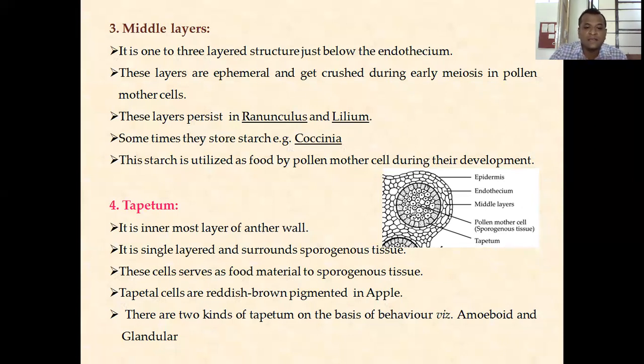Then our last layer, that is tapetum. Here in this figure you can see these are tapetal layers. It is the innermost layer of anther wall. It is single layered and surrounds sporogenous tissue. These cells serve as food material to sporogenous tissue. The tapetal cells are reddish brown pigmented in apple. There are two kinds of tapetum on the basis of their behavior, that is amoeboid tapetum and glandular tapetum.